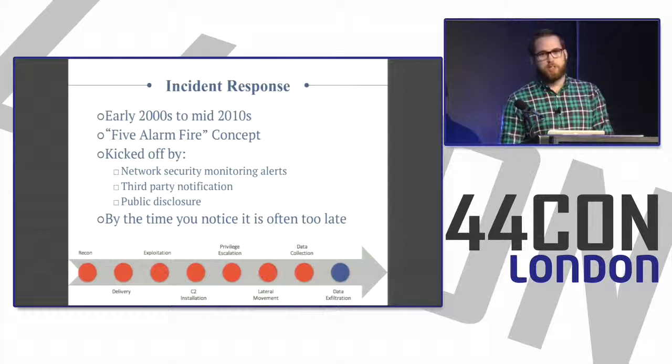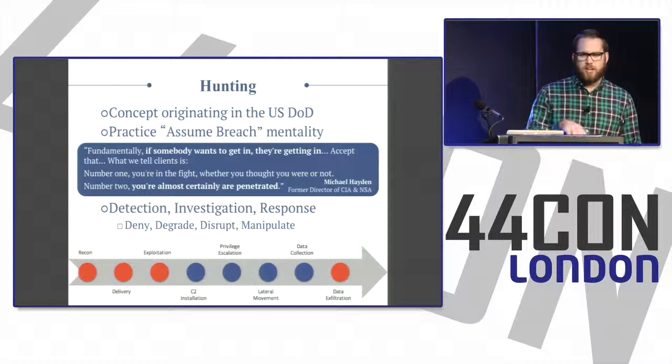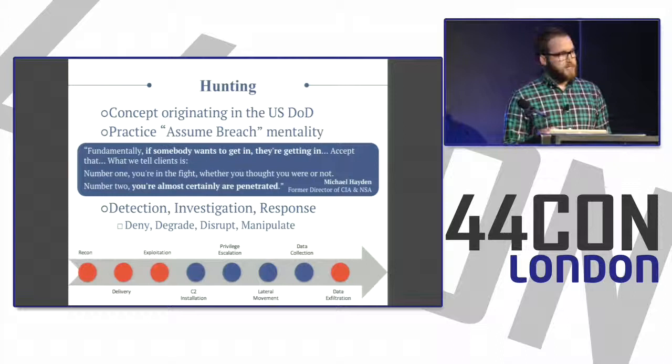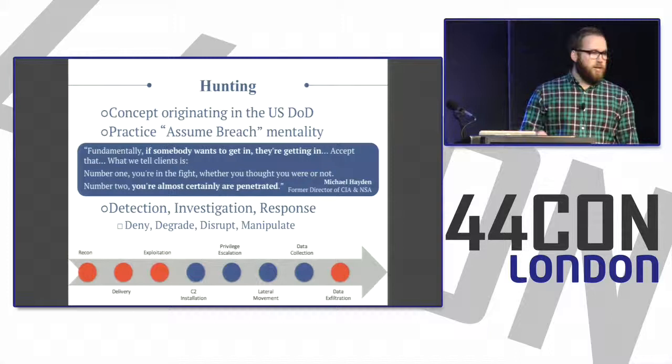And so the US DOD came up with this concept of hunting, right? It started at the NSA and then moved into the different services. What they're really doing is practicing the assume breach mentality. At Veris Group, we preach assume breach. The idea is fundamentally that if somebody wants to get in, they're going to get in, right? No matter what you do, a well-funded adversary is going to be able to get into your network.